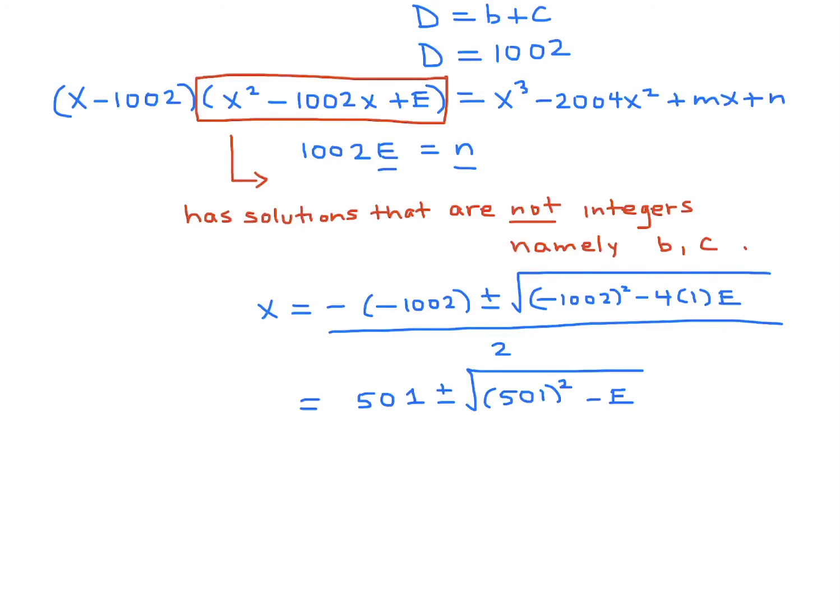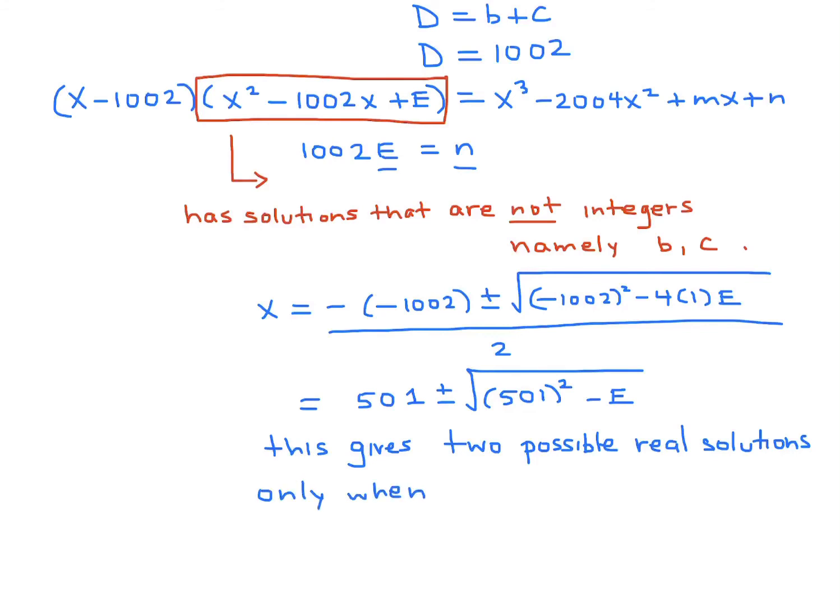Now this gives us two possible real solutions, right? One will be plus and one will be minus. But that only happens when there's a certain range for e. First and foremost, this discriminant has to be greater than 0, and that discriminant is 501 squared minus e. If it was equal to 0, we would only get one solution, and if it was less than 0, we would get basically an imaginary. So this condition is true if you want real solutions.